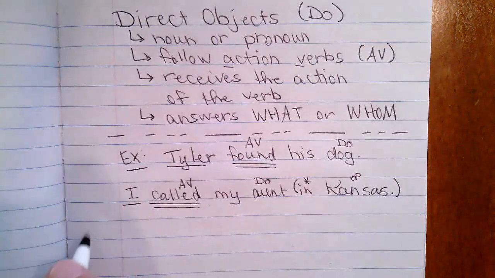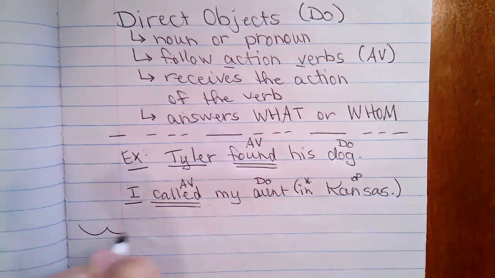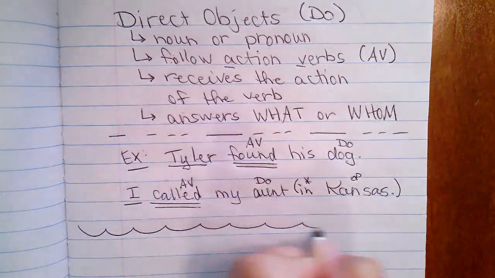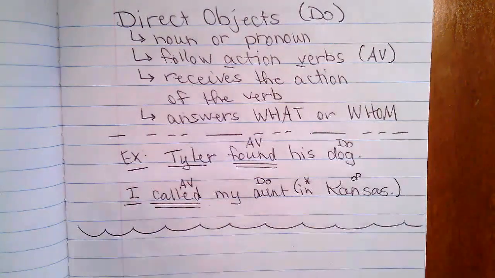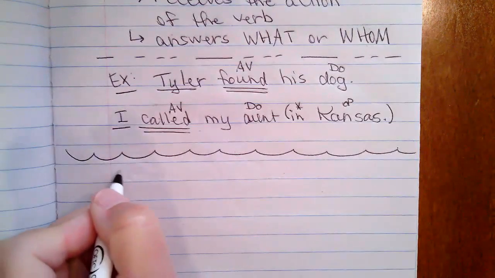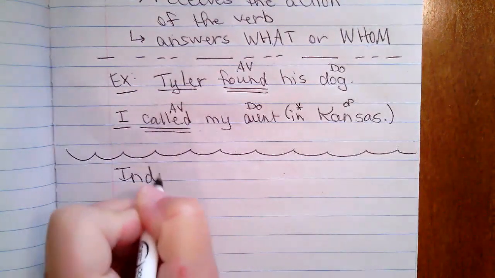So make a divider. I'm going to use the bumpy cloud divider. You make any type you'd like. So today we're going to talk about indirect objects.